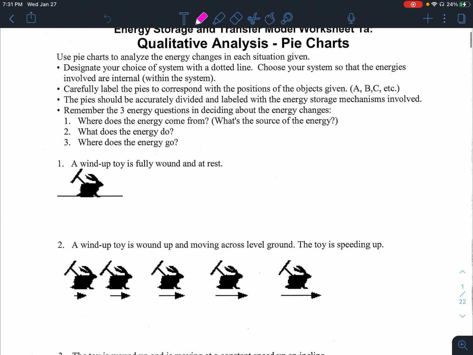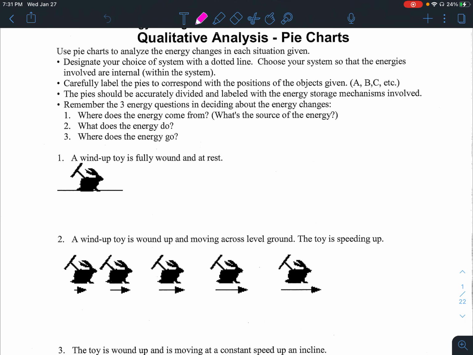This kind of goes along with the reading from last night, where hopefully you saw that energy cannot be created or destroyed. It's one of those laws of conservation, just like mass or matter. So when we define our system, whatever the energy is, that total amount needs to be the same, but it can change from form to form. And we need to look at the boundaries of our system.